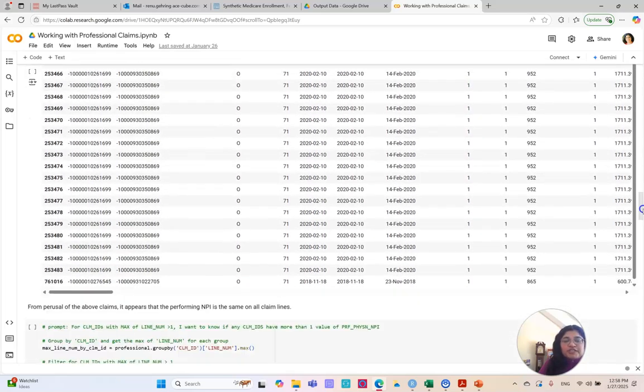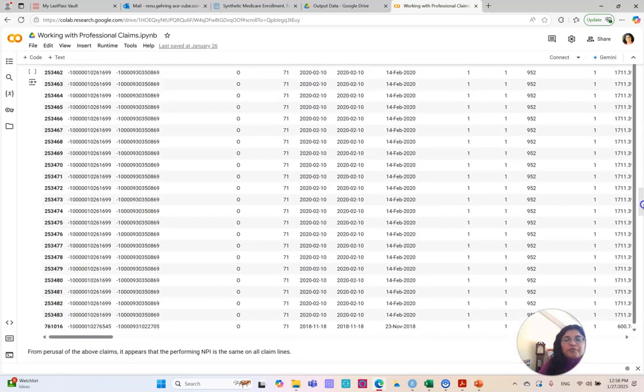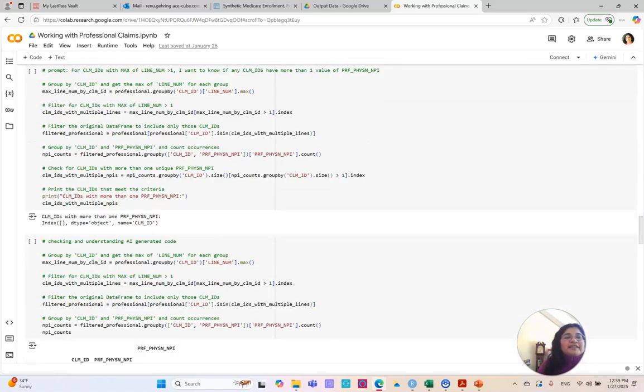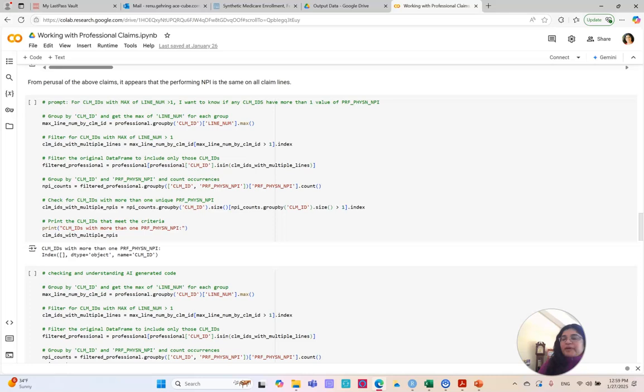And when I perused it, it appears that the performing NPI is the same on all claim lines. What I was thinking about is that for claim IDs with multiple lines, I would see the patient having encounters with different performing NPIs. But the perusal of this shows that the performing NPI is the same. And then I thought that I would validate that assumption by programmatically checking it out.